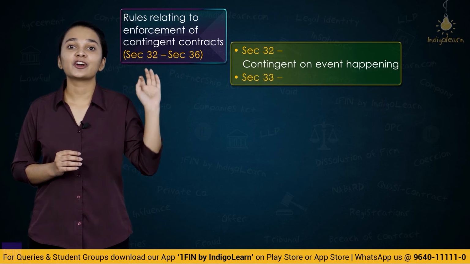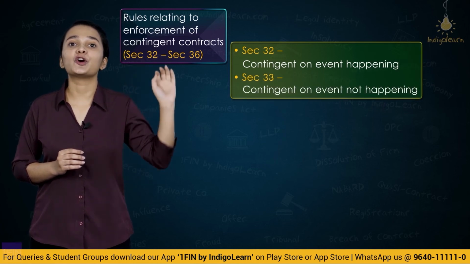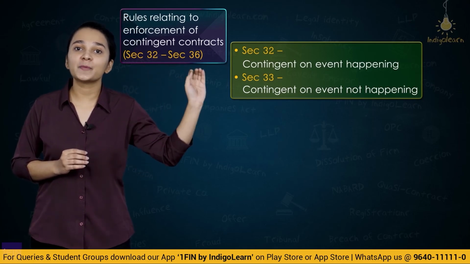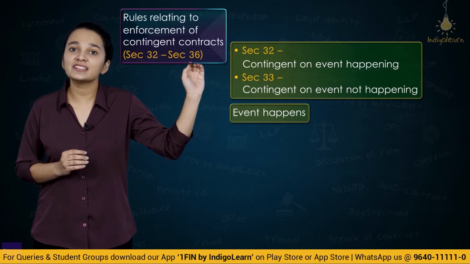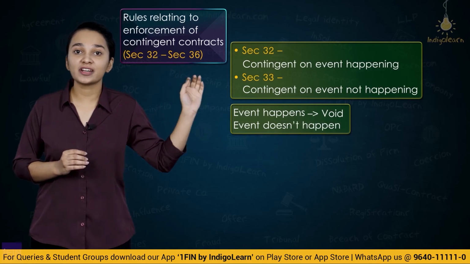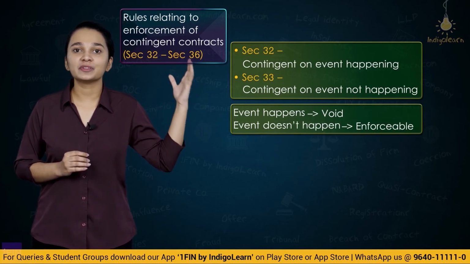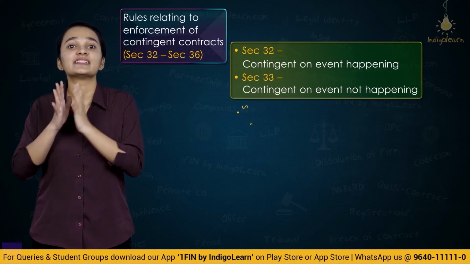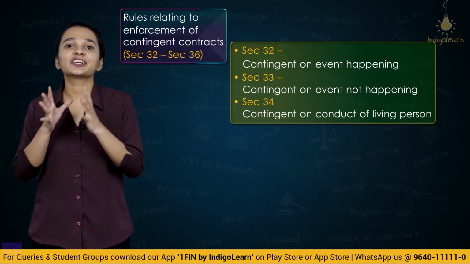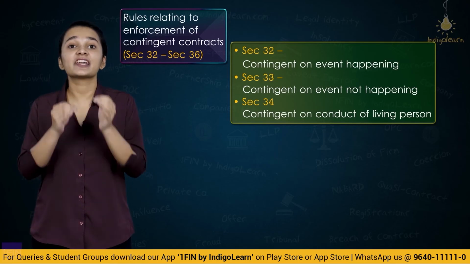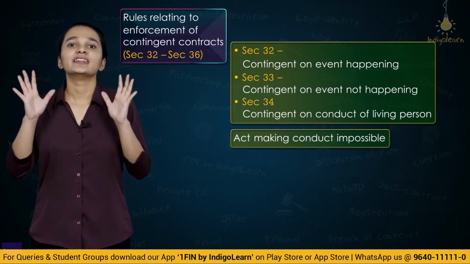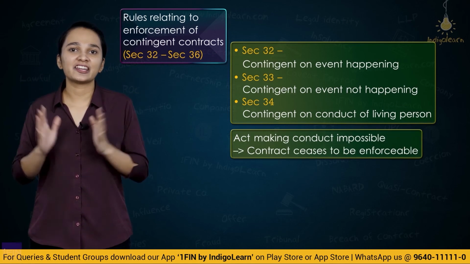Section 33 talks about contracts contingent on the non-happening of an event. If the event happens, then the contract becomes void and unenforceable. But if the event does not happen or becomes impossible, then the contract is valid. Section 34 talks about contracts which are contingent on an act of a living person, and if this living person does an act which makes the event impossible, then the contract ceases to be enforceable.